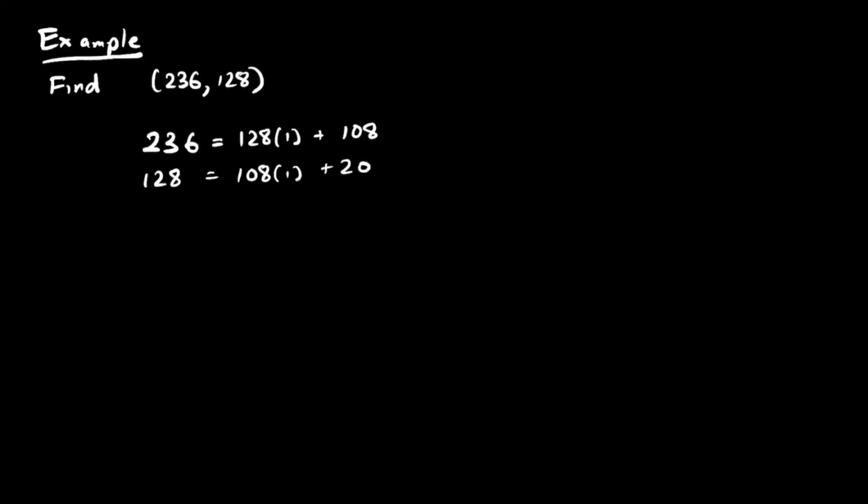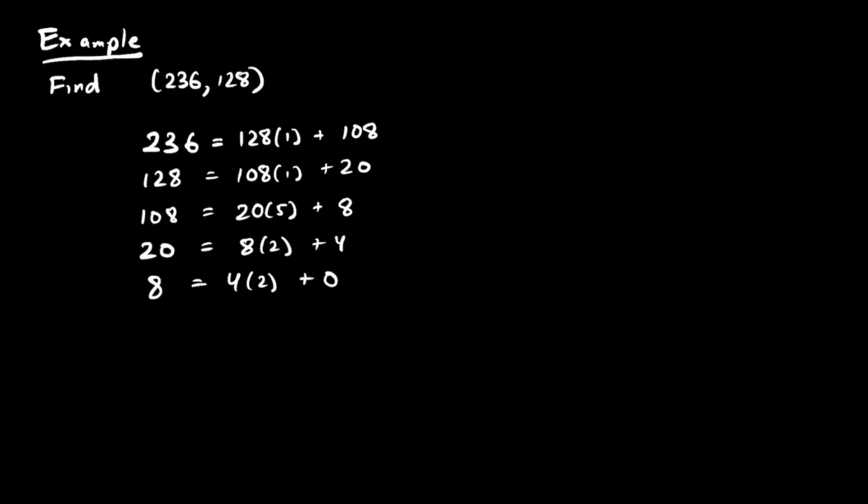Now I use the division algorithm on 108 and 20, and let's see what we get. We get 108 is 20 times 5 plus 8. So I use the division algorithm on 20 and 8. We get 20 is equal to 8 times 2 plus 4. Then I use the division algorithm on 8 and 4. We get 8 is equal to 4 times 2 plus 0, and I've hit my 0 remainder. So that means I know what my GCD is. It's the last non-zero remainder that occurs. So my GCD of 236 and 128 is actually going to be 4.